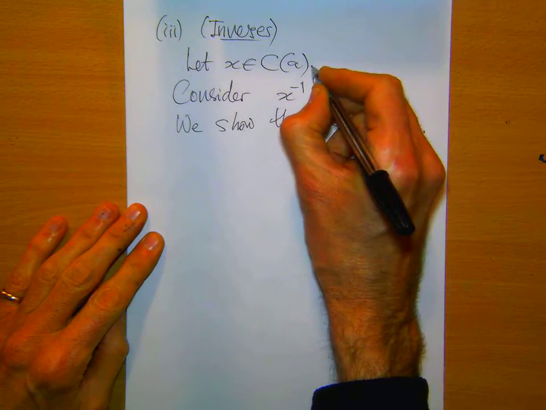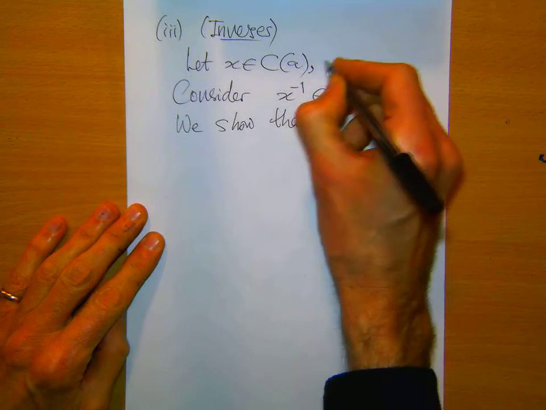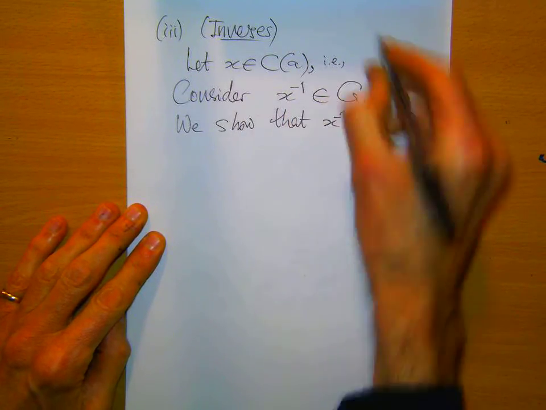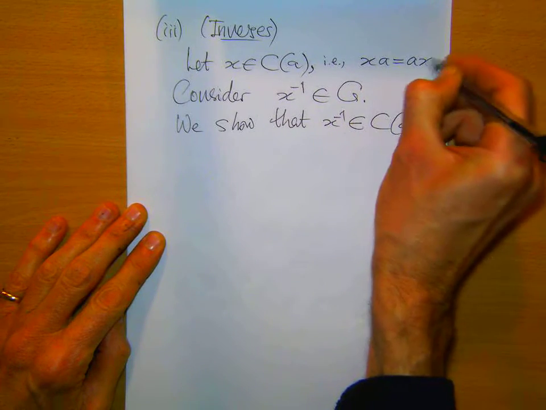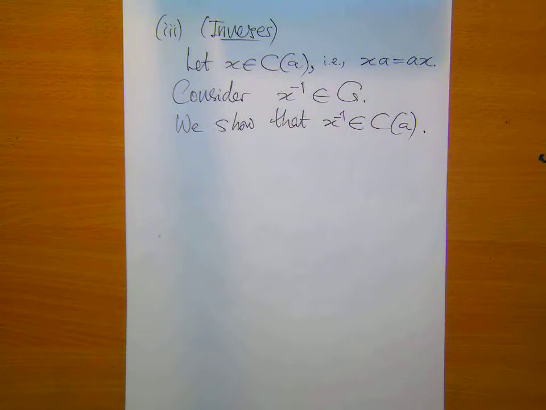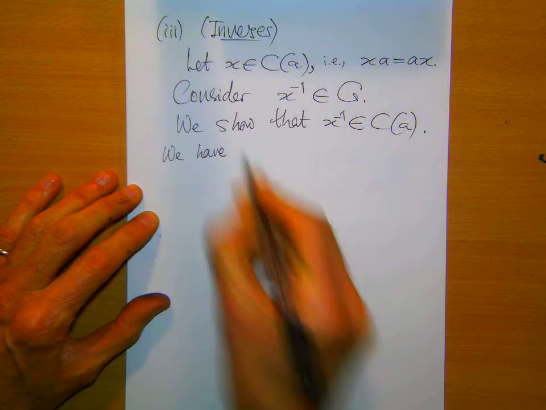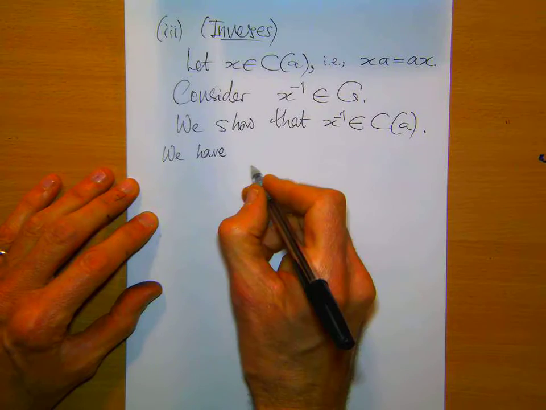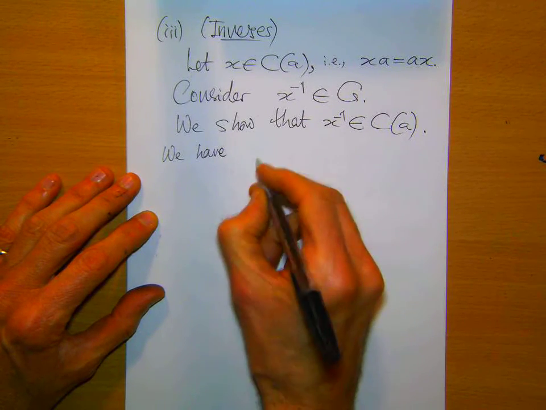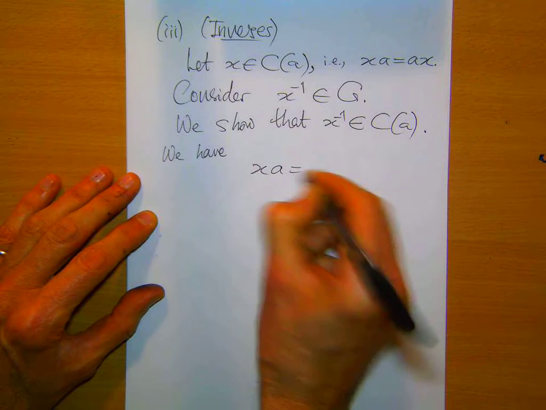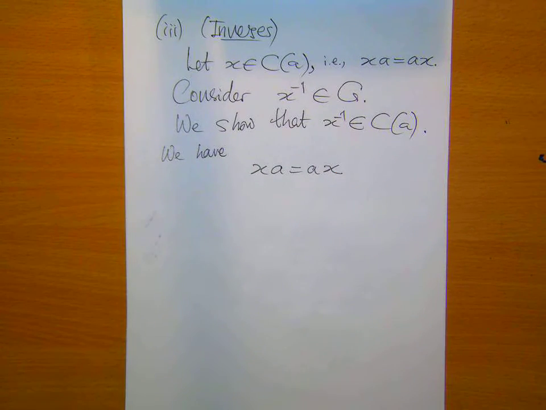Perhaps I should have just said, as I did in part 1, to expand this, saying that x is in C of A means that xA equals Ax. In other words, x commutes with A. And now I want to show that x inverse commutes with A. So what can I do? Well, one way to do it is just to start with xA equals Ax, and then just rearrange this by multiplying it by x inverse on the left and on the right.